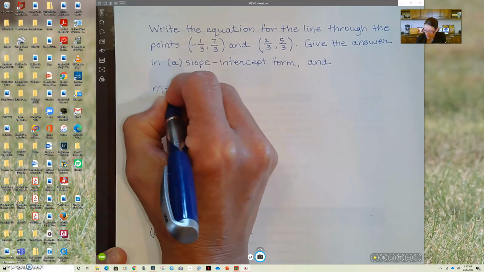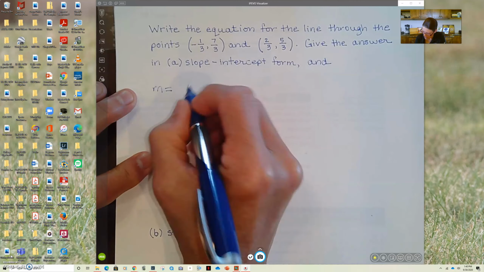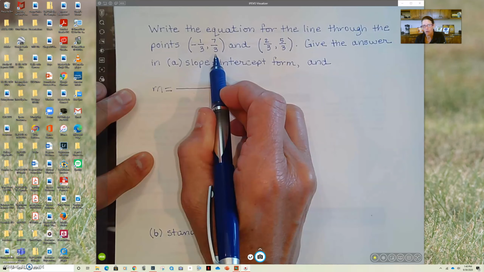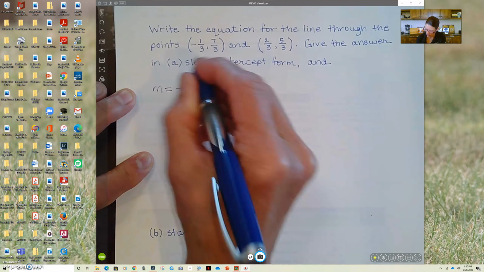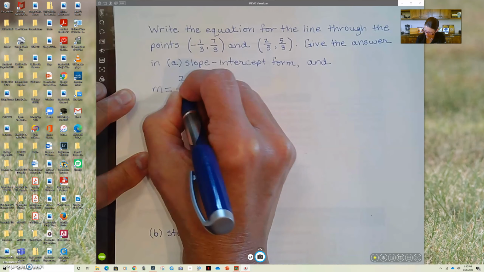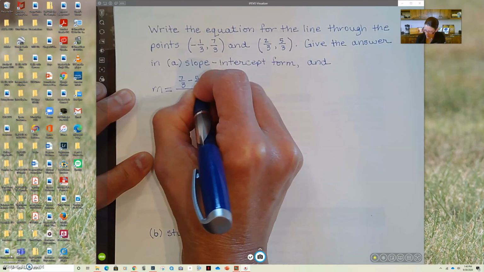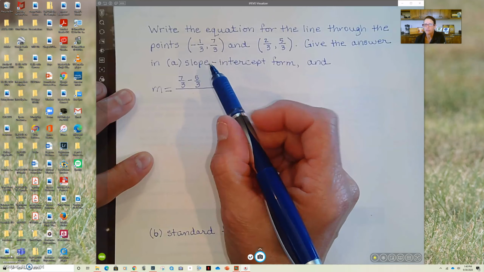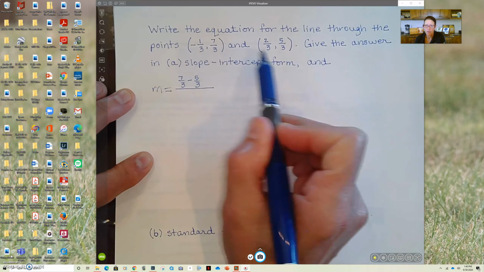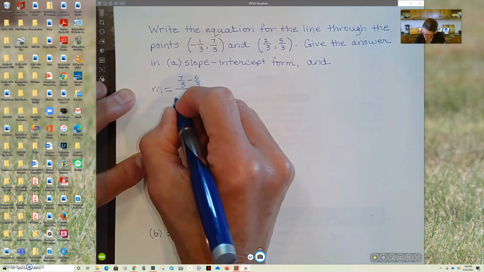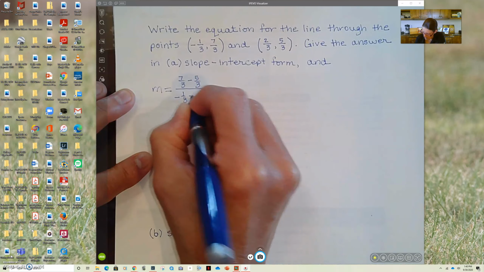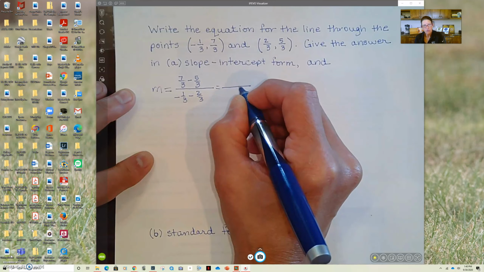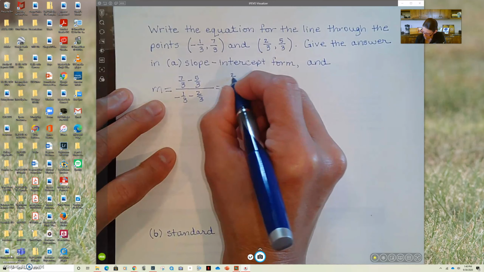The slope is change in y over change in x. So I'm going to find the change in y by subtracting the y coordinates, 7/3 minus 5/3, and dividing that by the difference of the x coordinates in the same order. So subtract -1/3 minus 2/3. Subtracting in the numerator, 7/3 minus 5/3 is 2/3.